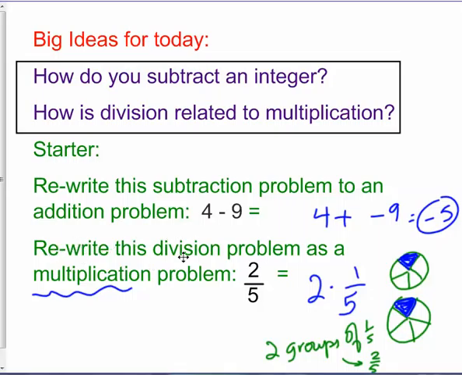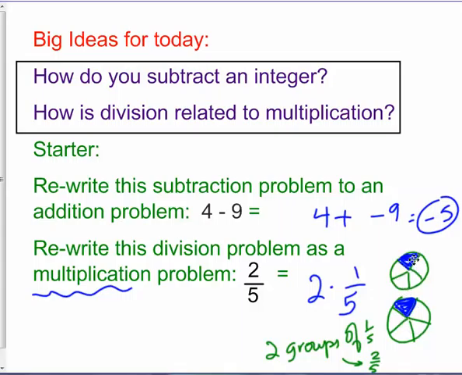And then we started by rewriting this division problem as a multiplication problem. A lot of you didn't really understand that. This really is a fraction, but a fraction means division. 2 divided by 5. So 2 divided by 5 is like having 2 cookies. I divide each one into 5 equal pieces, and I take 2 of those.